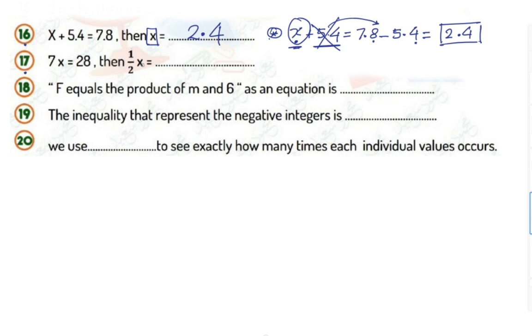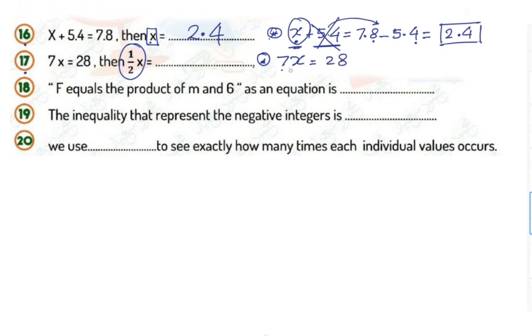Next point, 17. We have 7x equals 28. Then half x. Note with me, here he asked us about half x. So first I will find the value of x, then get the value of half x. How do you do this problem? You have 7x equals 28.